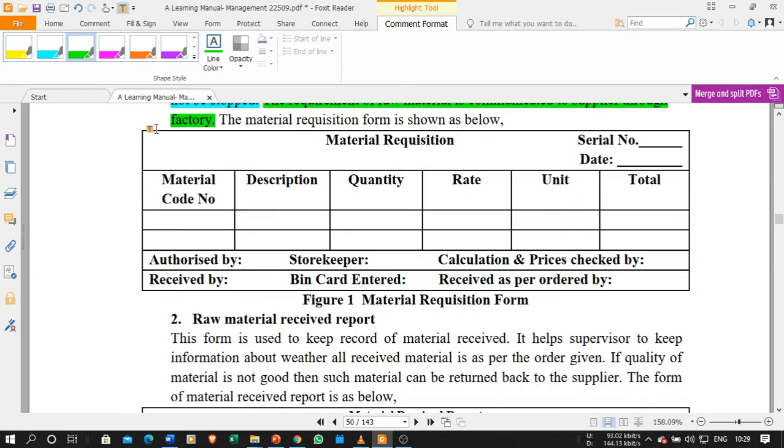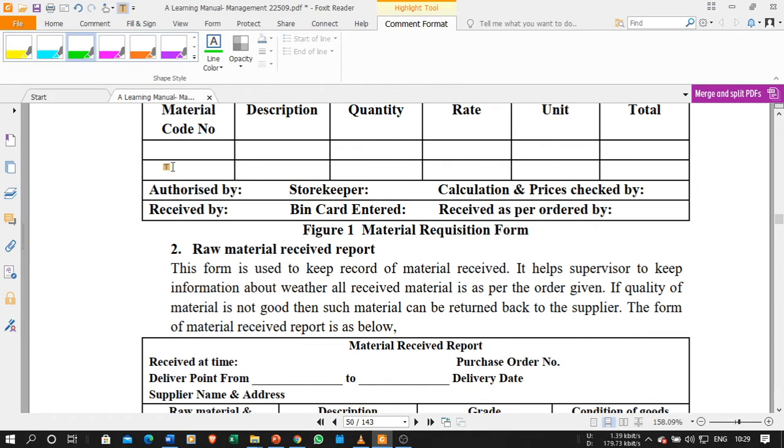So raw material receive report. Okay, so you are going to send your requirement in this form. This rate may be tentative, that may be going to be changed, okay, in the negotiation by the middle level manager or the purchase manager over there. Then the second form that is going to be commonly used in the industry is the raw material received report.